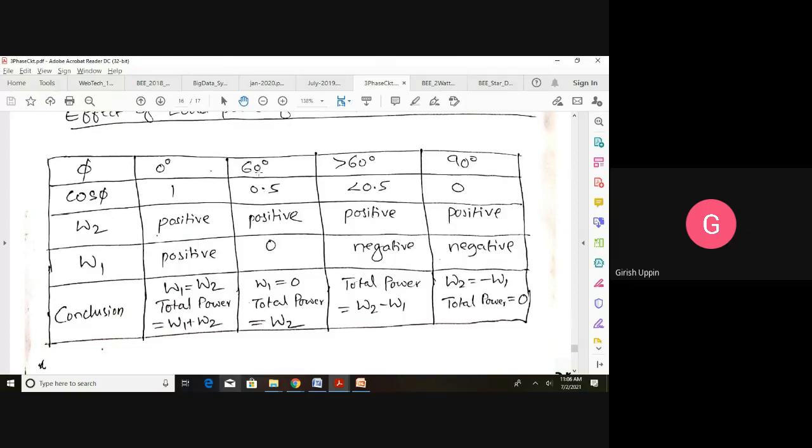And if it goes beyond 60 degree, then the power factor would be less than 0.5. Still wattmeter 2 will show the positive value, but wattmeter 1 will start showing a negative value. If I say 70 degree, cos of 30 plus 70, that is cos of 100, so it will get a negative value. That is how it shows the negative value. In this case, what would be the power? Total power is equal to W2 minus W1.